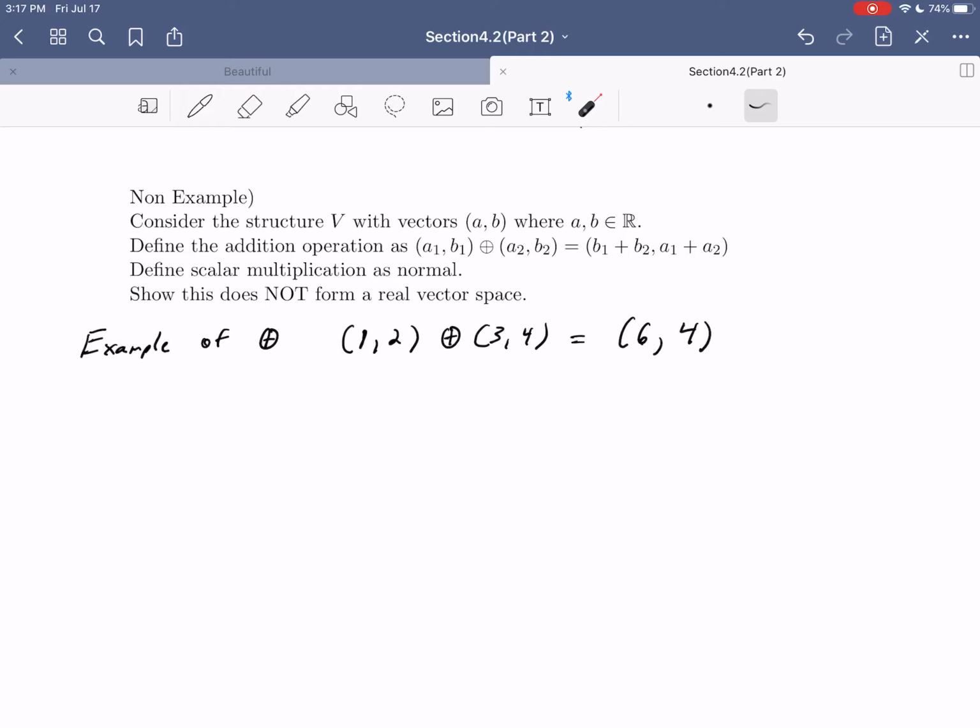Well, if you want, you can check P1 and P2, the closure ones, but actually closure is going to work here. If I add two ordered pairs, even though I'm doing this sort of weird addition, it's still going to be an ordered pair, so it's still going to be in this vector space. Same thing with scalar multiplication. We didn't change scalar multiplication, it's just defined as normal, which means that k(A1, B1) is (kA1, kB1). So there's not going to be any issues with closure here. Instead, it's going to be with some of the other operations.